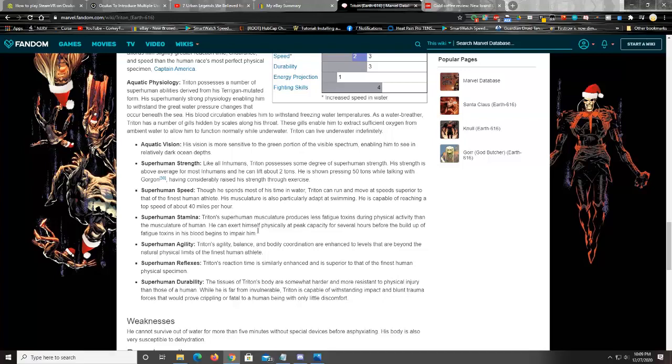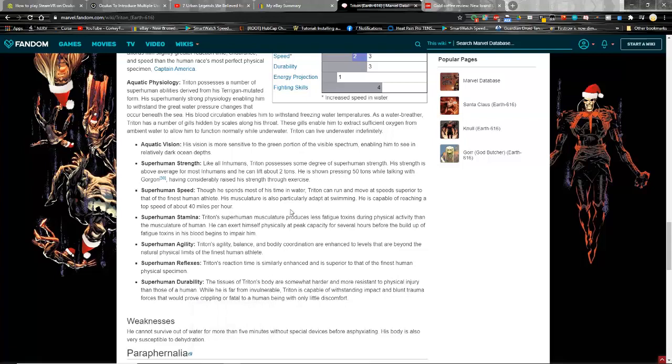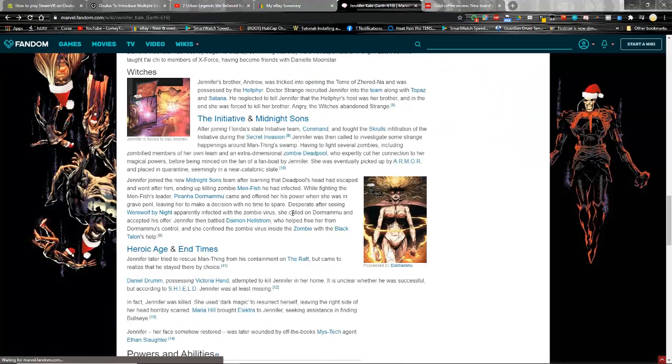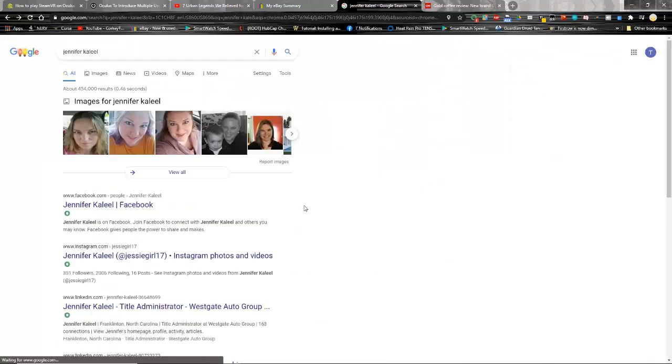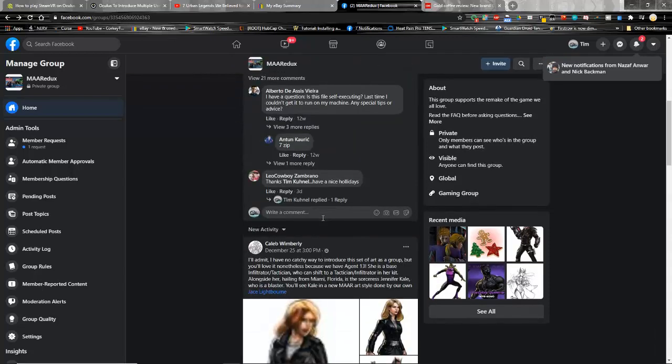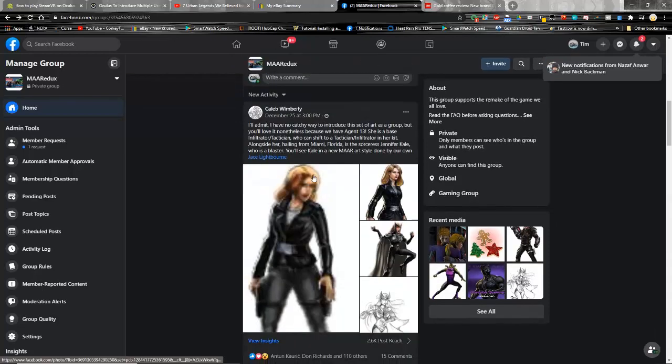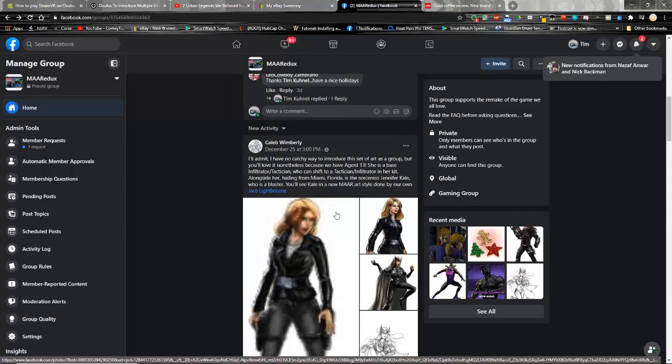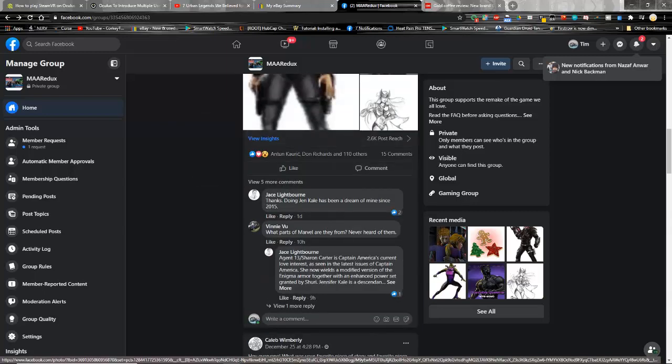And I do believe everything that got talked about is up on the new wiki. I'm going to go back over to Facebook and get a link to that, because over on the wiki, it will talk about the classes. So Agent 13 is going to be an infiltrator technician who can shift to a tactician infiltrator. And Jace Lightborn was the one who had done that particular art over there.